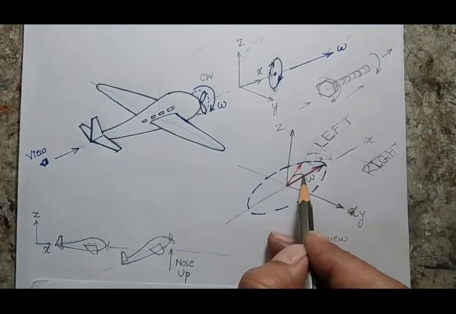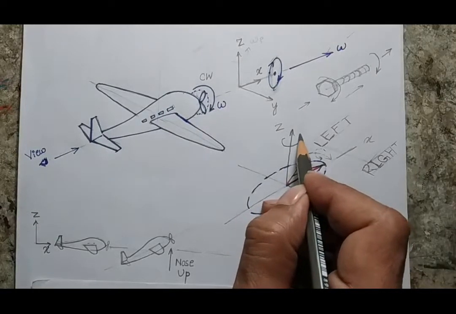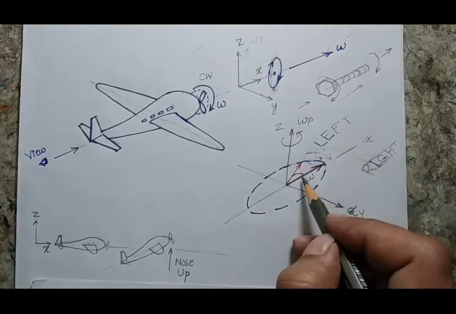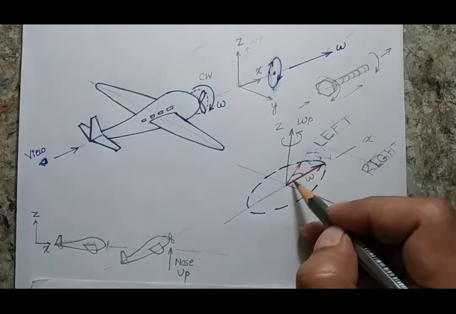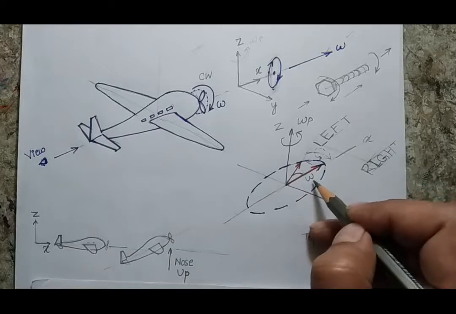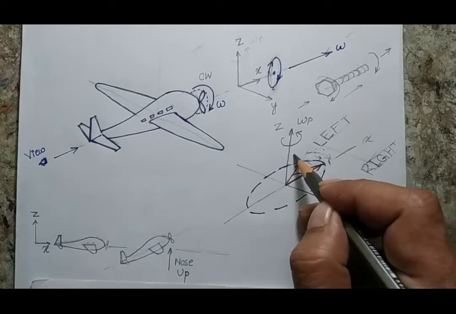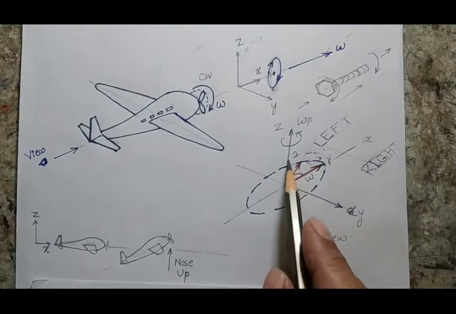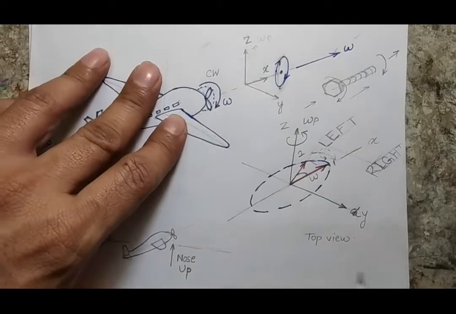So when I take a left turn, basically I am giving a precession to my plane about the z-axis, and my angular velocity vector will now be drawn in this way. So this is my initial position, this is my final position, and this is a three-dimensional figure.